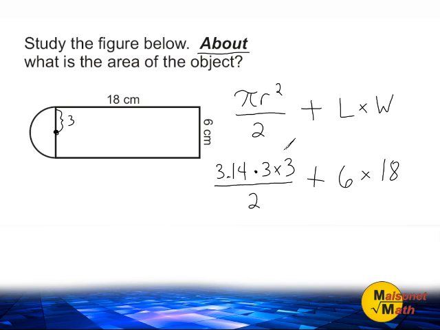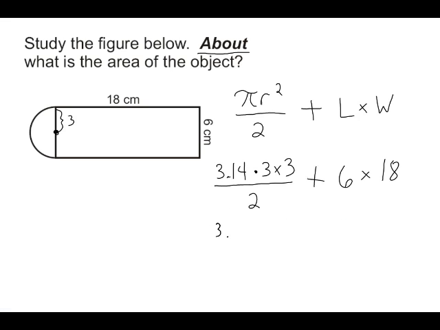The next thing that I'm going to do is take 3 times 3 and change that into 9. So we have to take 3.14, which is pi, and multiply that by the radius squared, which is 9, but we still have to divide that product by 2 because we are dealing with a semicircle. And we are going to have to take 6 times 18, and 6 times 18 is 108.